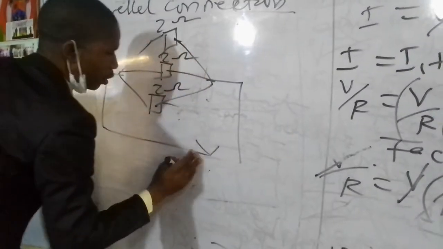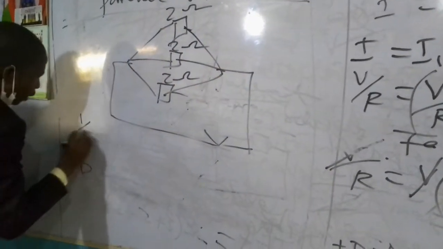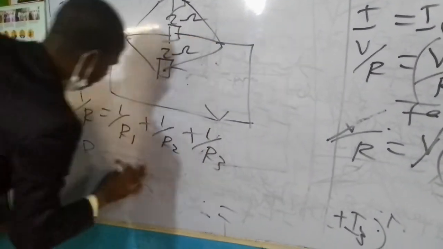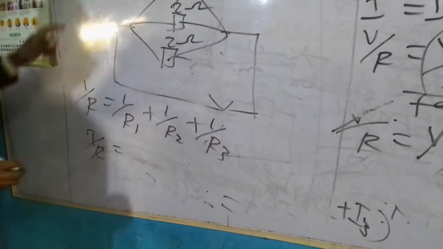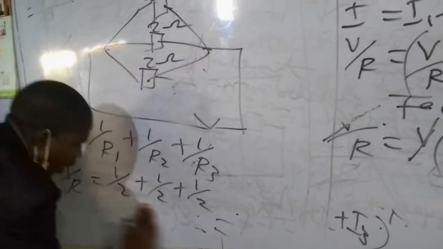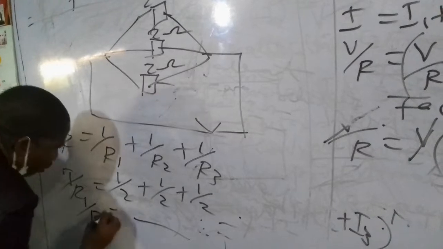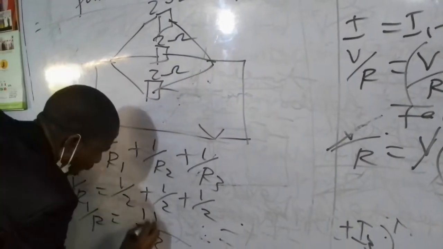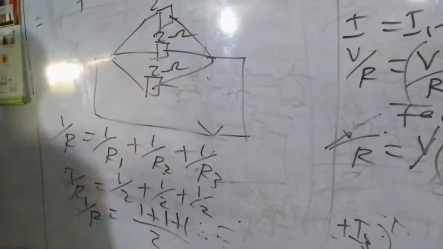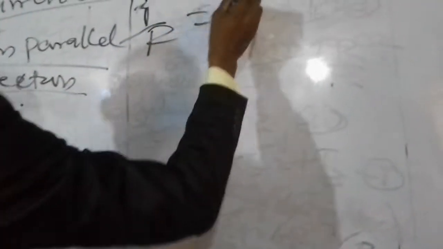In parallel connection, to get this, 1 all over R equals to 1 all over R1 plus 1 all over R2 plus 1 all over R3. So we have 1 all over R equals to 1 all over 2 plus 1 all over 2 plus 1 all over what? 2. You find the what? The LCM. 1 all over R equals to 2 divided by 2, 1 times 1, 1, plus 2 divided by 2, 1 times 1, 1, plus 2 divided by 2, 1 times 1, 1. Then, what do we do? 1 plus 1 plus 1. That is what do we have? We have it to be 3. So 1 all over R is equal to 3 over 2.